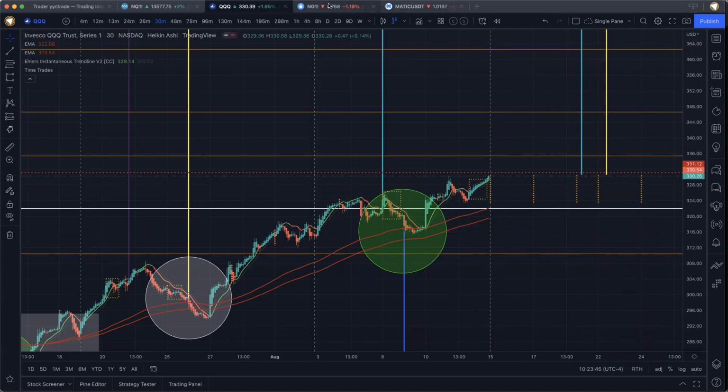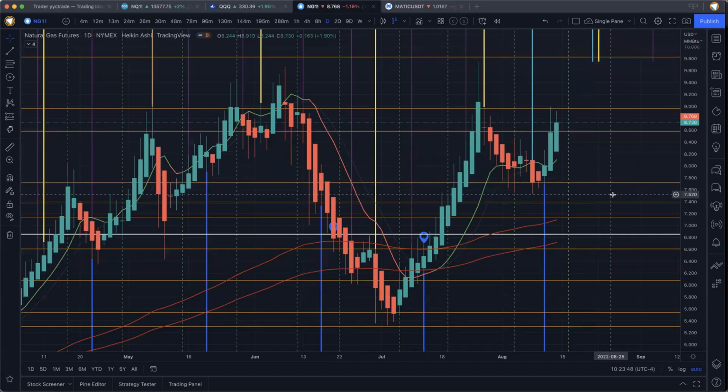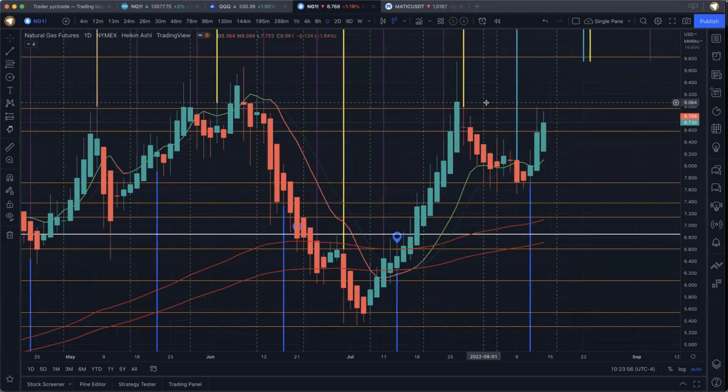Let's take a look at natural gas. Natural gas is another one that I've been trading successfully here based on Gann waves. And you can see how well this yellow Gann wave up here marked the high on July 27th within 1 day of this spike high up to 9.7.